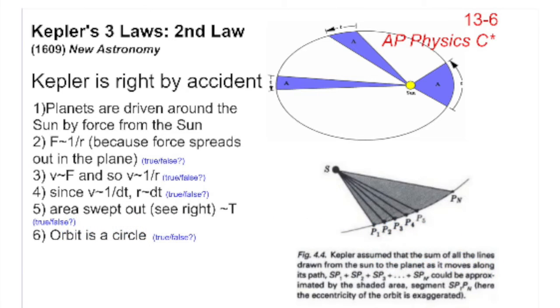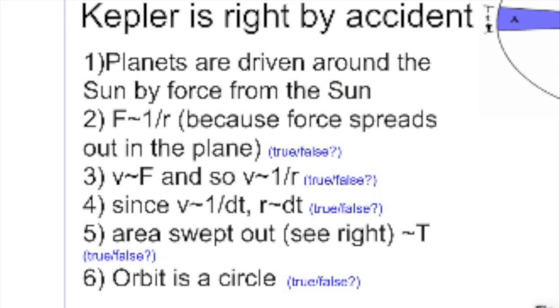Assumption number 4, since the velocity is proportional to 1 over the amount of time to cover a short piece of the orbit, that this would mean that the radius should be proportional to the amount of time to cover any one piece of the orbit. This is approximately true if you're dealing with elliptical orbits.